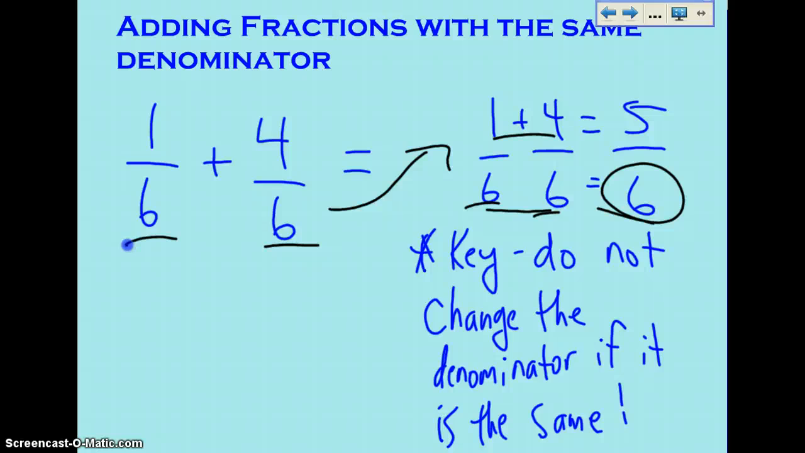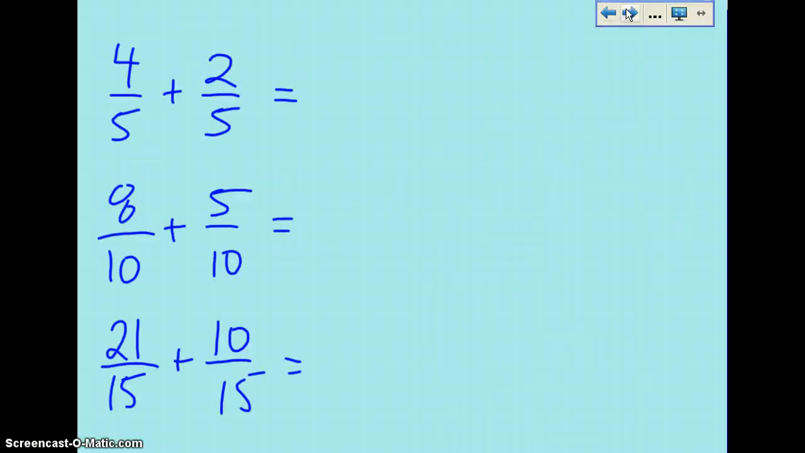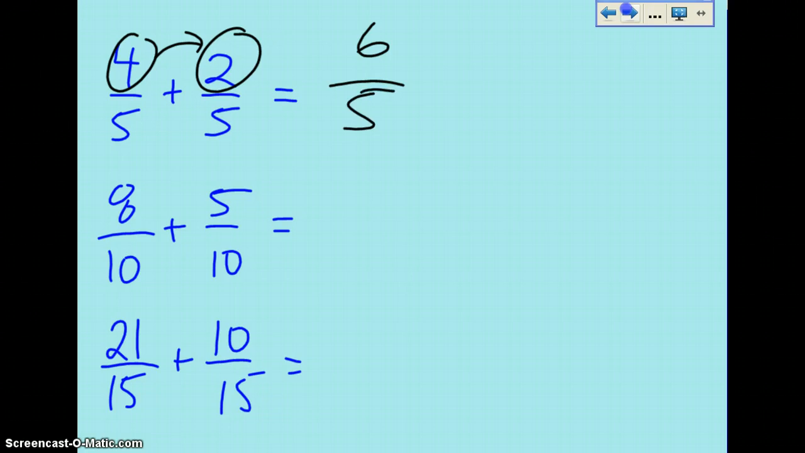All right, so let's keep going. If I have 4 over 5 plus 2 over 5, you see the denominator is the same. So in this situation, I don't have to change anything. I just have to add 4 and 2, and that gives me 6. And the denominator stays the same. So it's 6 over 5.